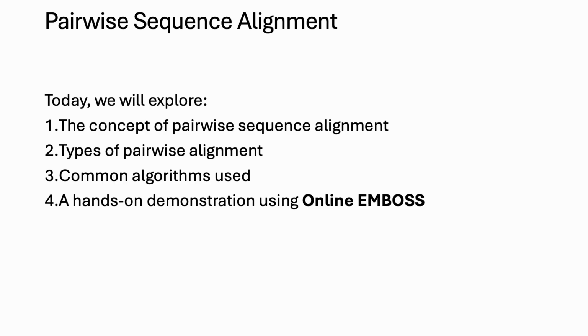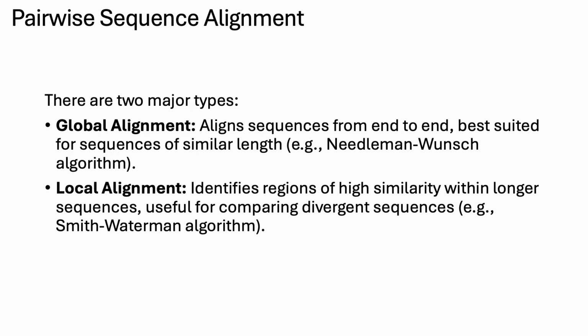We will be seeing the concept of pairwise alignment, types of pairwise alignment, common algorithms used for pairwise alignment, and a hands-on demonstration of using online EMBOSS. In pairwise alignment, there are two major types. One is a global alignment, another is a local alignment.